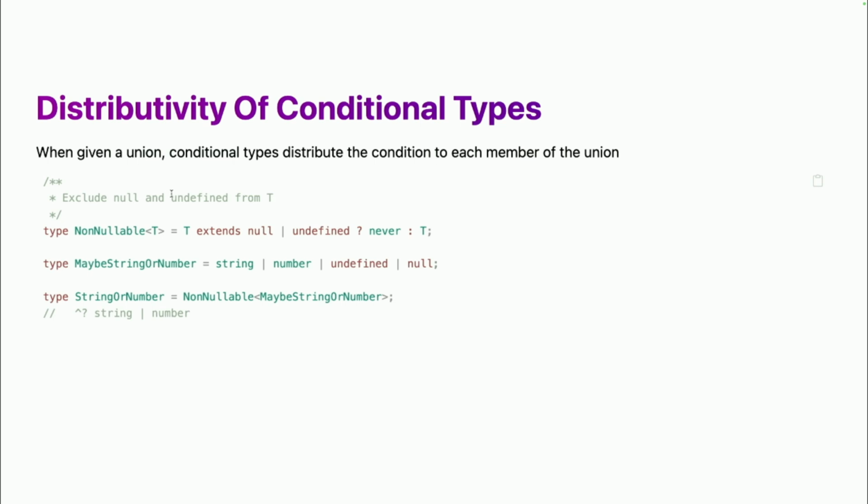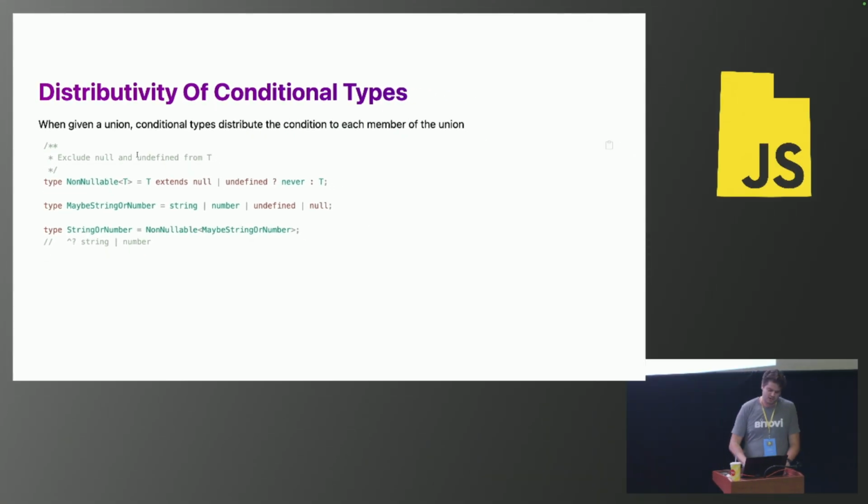If you haven't used it, don't worry. It is a utility type provided by TypeScript out of the box. And this is its definition, where it's basically checking, does T extend null or undefined? If it does, it's going to return never. Otherwise, it's going to return whatever it passes in.